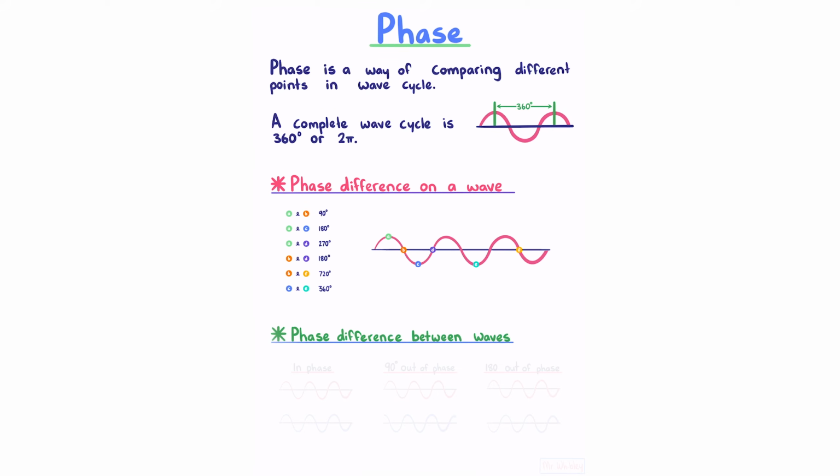Phase difference between waves. Waves lined up are in phase. Shifting our blue wave by a quarter of a wavelength brings them 90 degrees out of phase. Shifting it by half a wavelength means it is now 180 degrees out of phase.